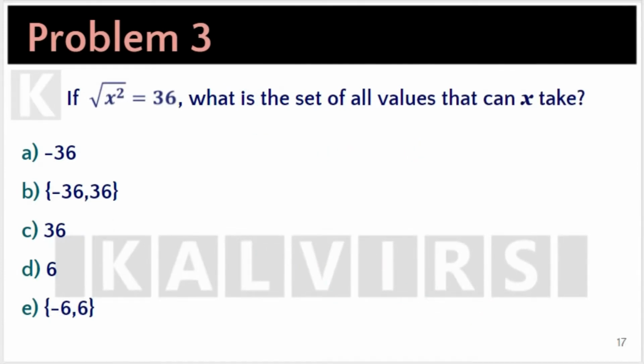If the square root of x squared is 36, what is the set of all values that x can take? So, first of all, is there a property to apply for this problem? Sure, we need to apply the absolute value property of the square root of a squared number. Now, what does the property state? The property states that the square root of a squared number is equal to the absolute value of the number.